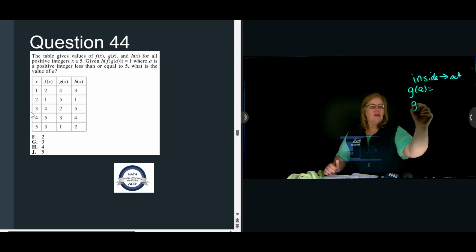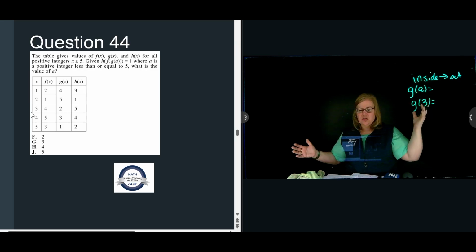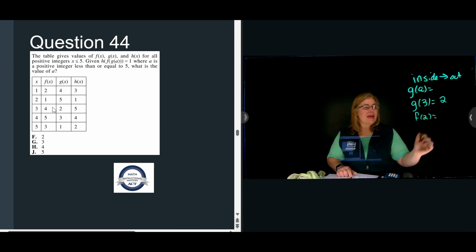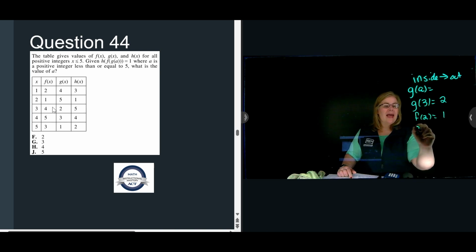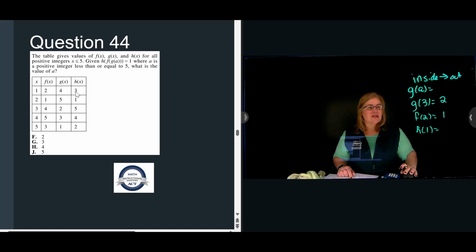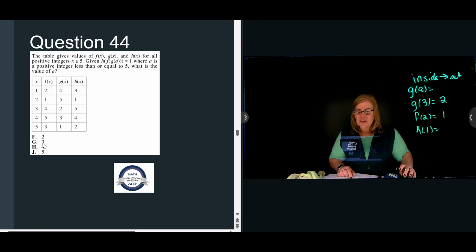Okay, so if I used 3, let's just use 3. All right, so when I have g of 3, that gives me what? A 2. My f of 2 is what? F of 2 is 1. So when I have an h of 1, I don't get 3. So I know that my answer is not a 3.